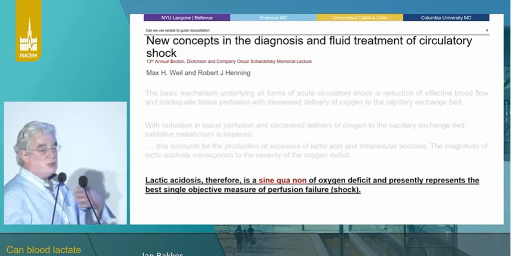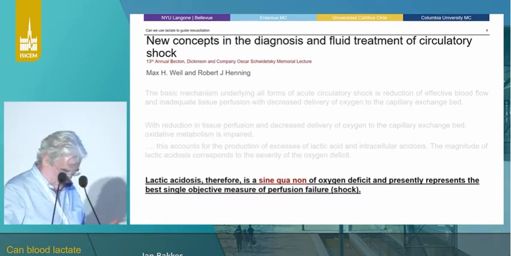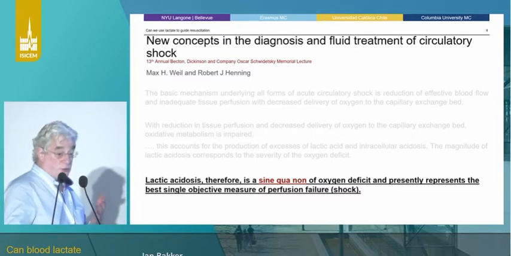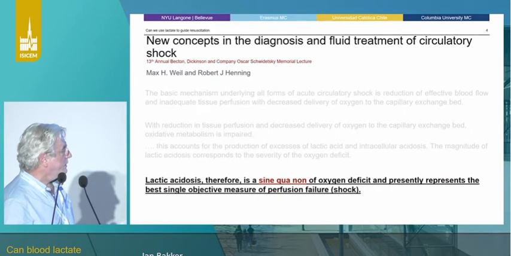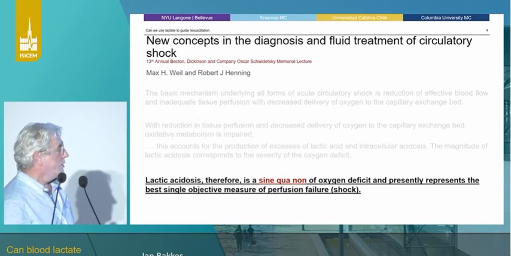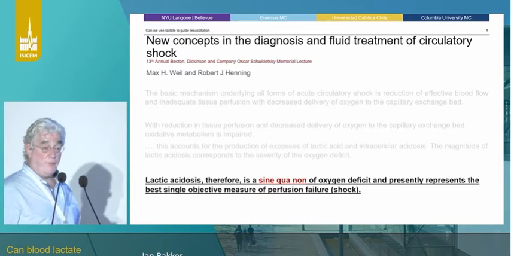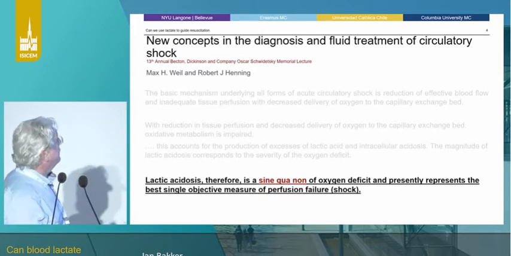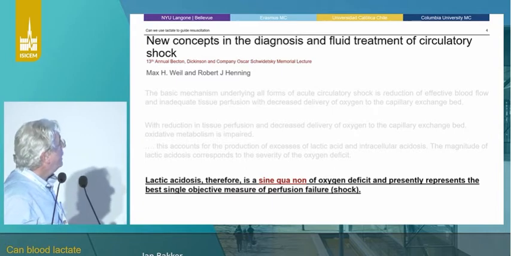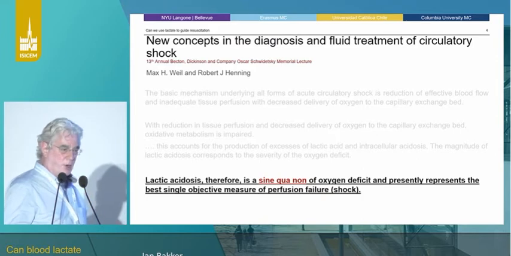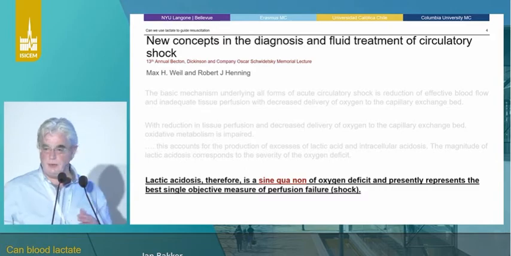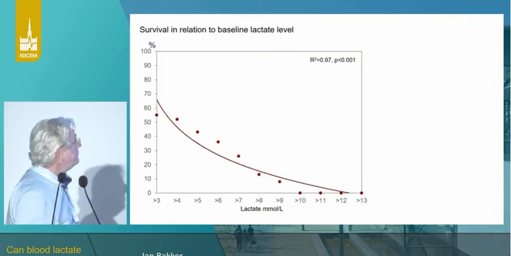Well, Max Harwal basically introduced lactate into the clinical field. He did that in most of his research in cardiogenic shock, and he said lactic acidosis is a sine qua non of oxygen deficit and presently represents the best single objective measure of a perfusion failure. And that's how we have been using it since Max Harwal said this in the 60s, I think it was. So that's a long time ago, and we still use it as a marker of perfusion, and I see a lot of reflex medicine. You come in with a lactate and you get a liter of saline.